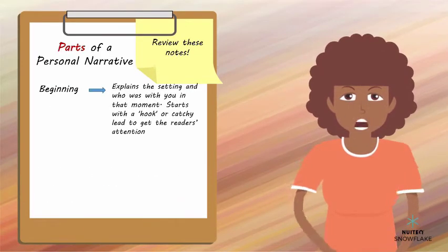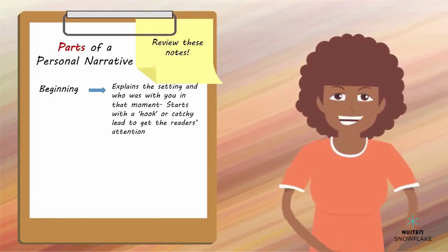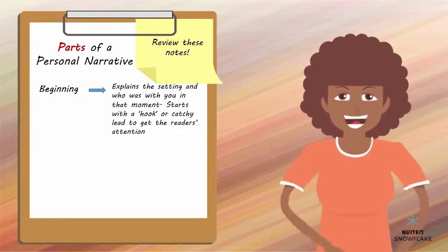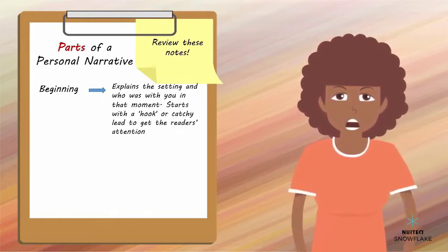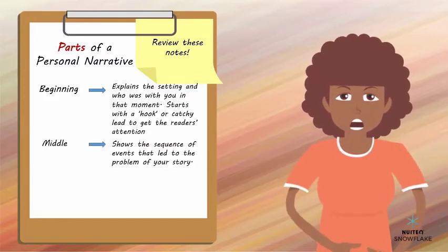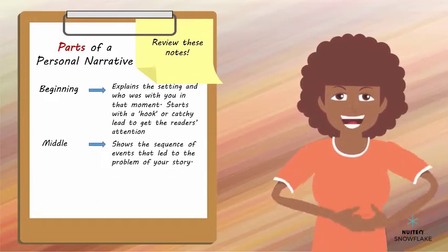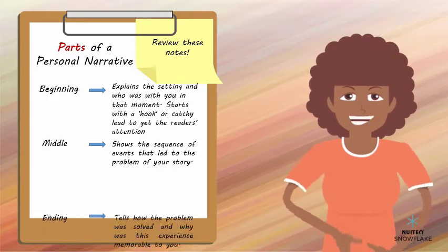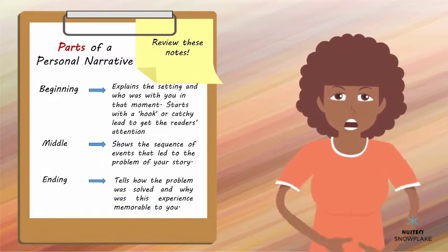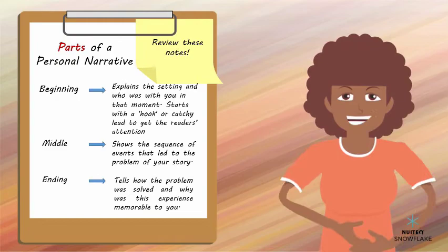A personal narrative has 3 parts. The beginning explains the setting and who was with you in that moment. Starts with a hook or catchy lead to get the reader's attention. The middle shows the sequence of events that led to the problem of your story. The ending tells how the problem was solved, and why was this experience memorable to you.